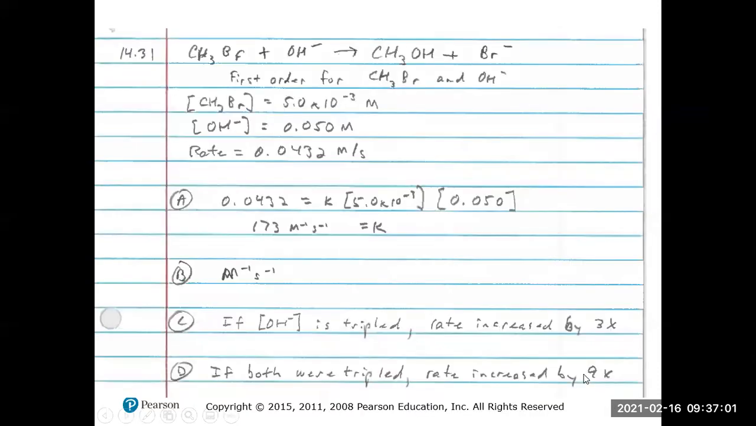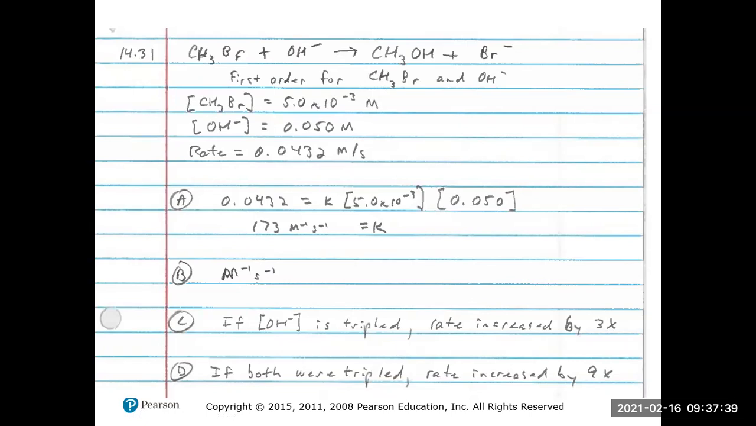We get some questions here about what happens to the rate if the hydroxide is tripled. If we go back and look at the rate expression that we wrote out in part A, we see that if the 0.050 was instead 0.150, the rate would triple.